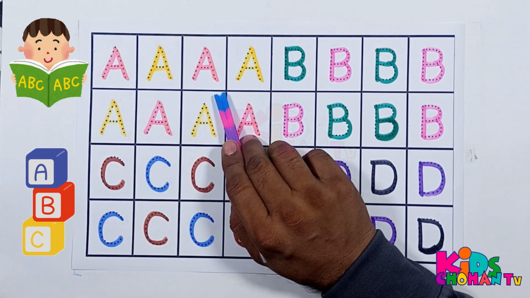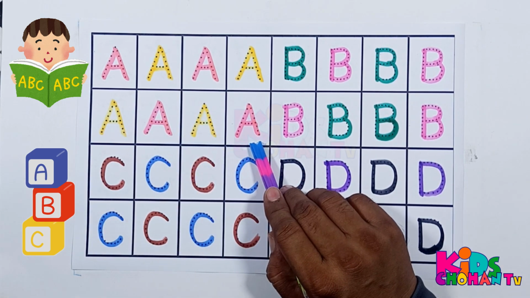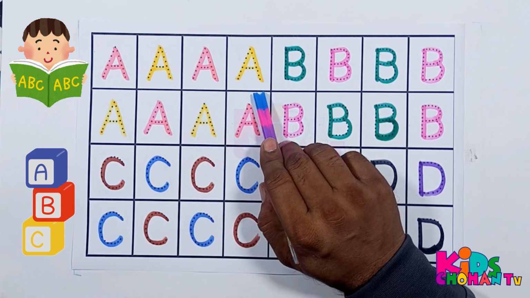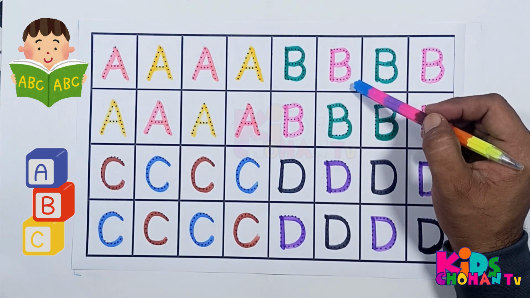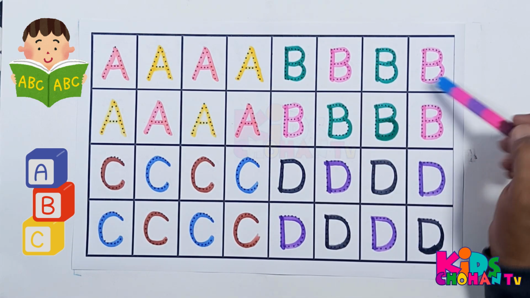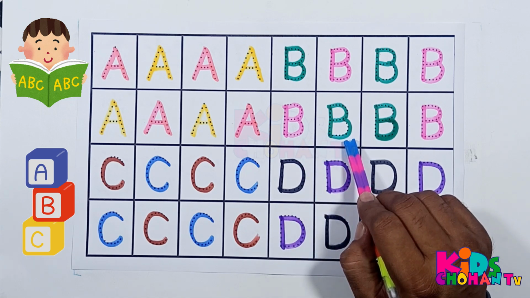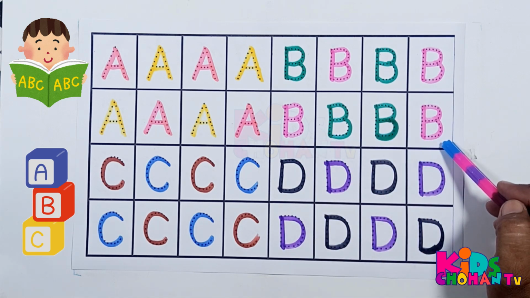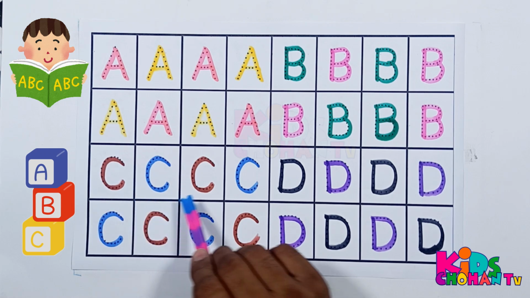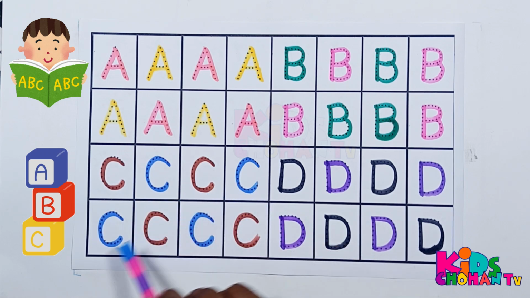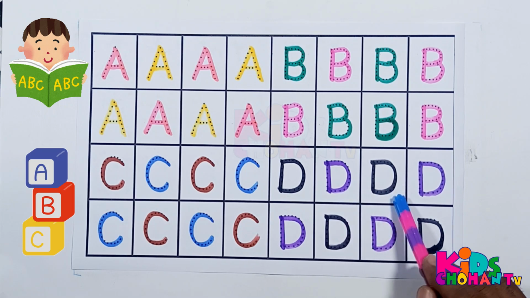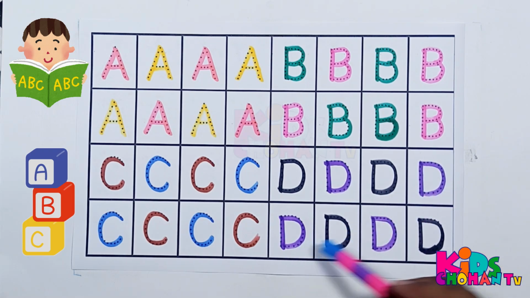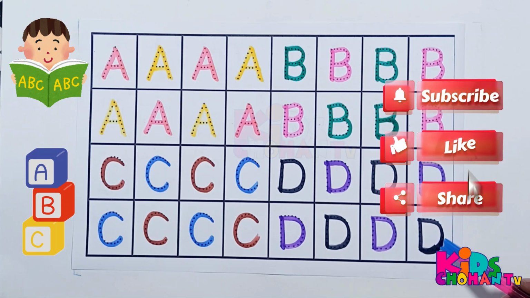A for apple, A for aunt, A for aeroplane, A for apple, B for bat, B for balloon, B for ball, B for basket, C for cat, C for car, C for cycle, C for cake, D for drum, D for dinosaur, D for dog, D for duck.